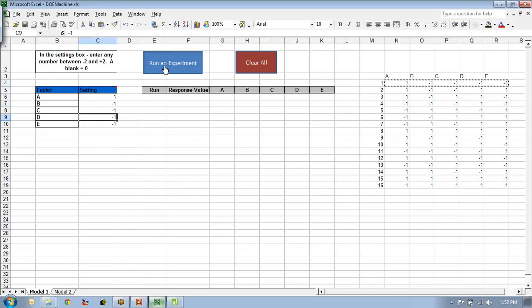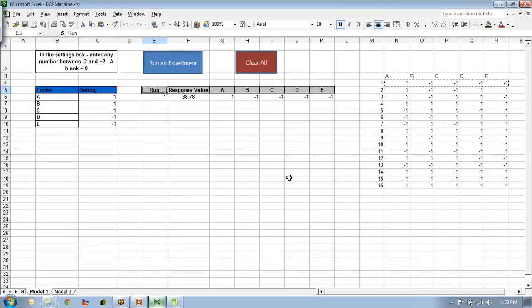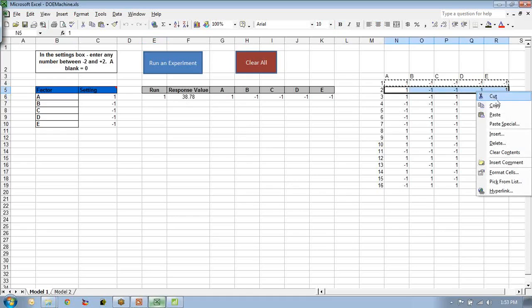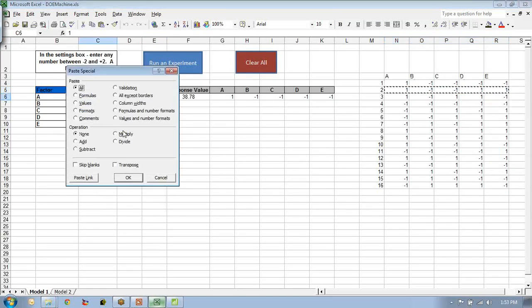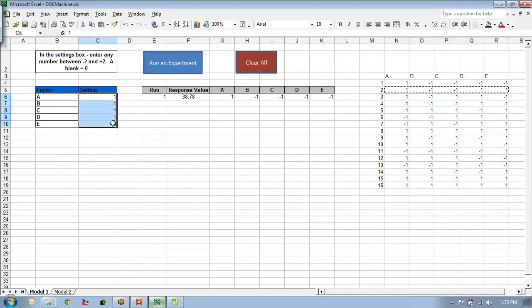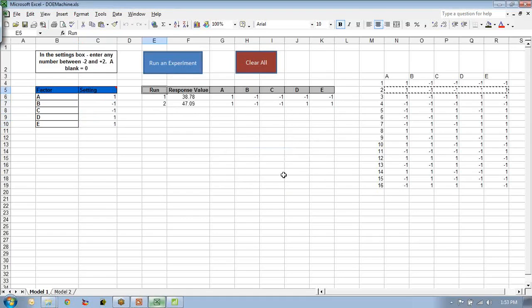There it is. Now I hit run the experiment. Watch what happens. Bam. This will be experiment number 1. So with those factor combinations, it gave me that response. Let me continue. I'll copy, paste the transpose. Double check: 1, minus 1, minus 1, plus 1, plus 1. Run experiment. This will be experiment number 2. See what's going on here?